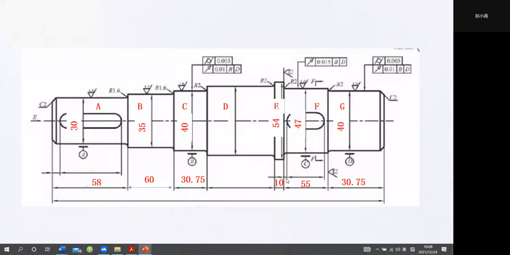And the length of segment F, the width, is equal to the width of the gear. Okay. And this is the length for the shoulder.